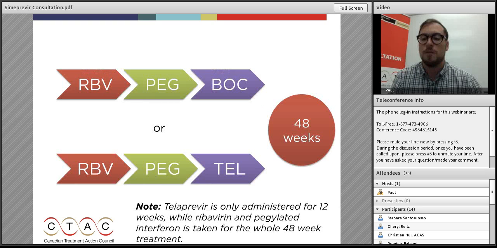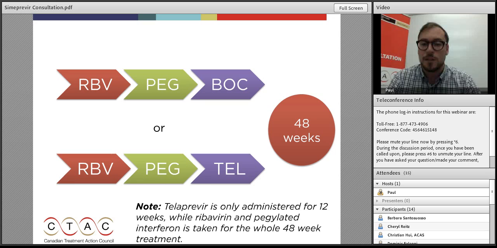So really briefly, the current standard of care for hepatitis C treatment is a 48-week treatment with daily doses of ribavirin, weekly injections of pegylated interferon, and then the use of Simeprevir, a direct-acting antiviral, to bolster this treatment. As you'll see in my note here, Simeprevir is administered for only 12 weeks of the treatment after a 4-week lead-in period, while ribavirin and pegylated interferon are taken for the whole 48-week period. So people are only on Simeprevir for 12 weeks. So that's the current standard of care.